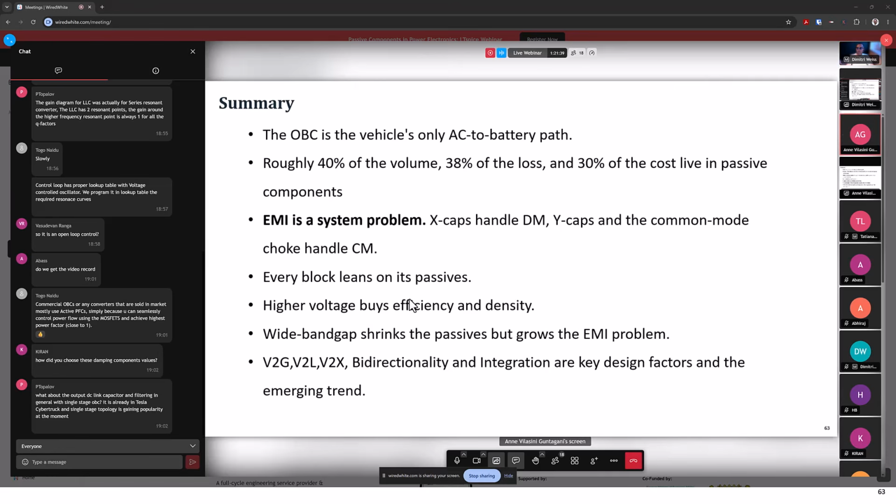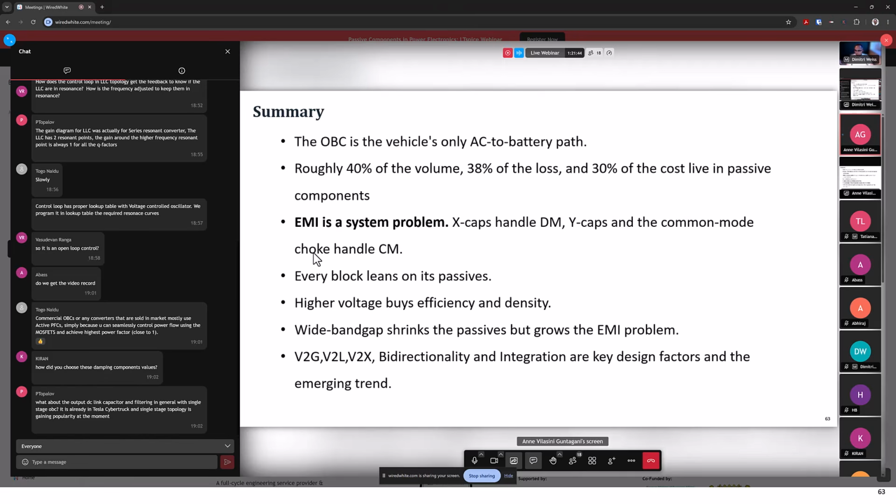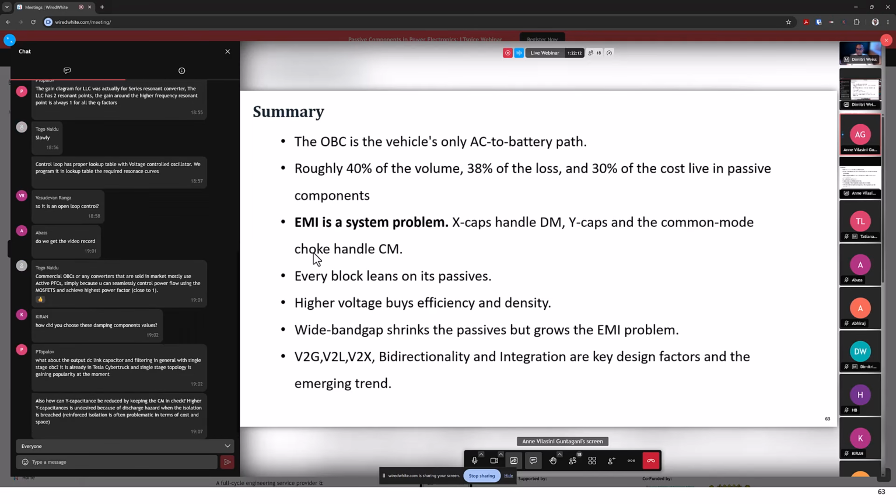The last one is: what about the output DC link capacitor with the single stage OBC? It's already in the Tesla Cybertruck. What I know about this is Tesla has a matrix topology where it doesn't need a DC link at all. This is gaining quite a lot of popularity at the moment because the entire DC link stage is removed. So I'm not sure about the filtering in general, but I know that the DC link stage is eliminated.